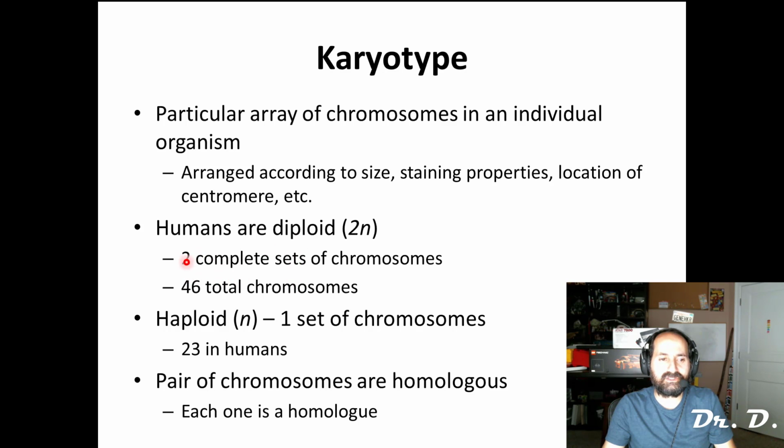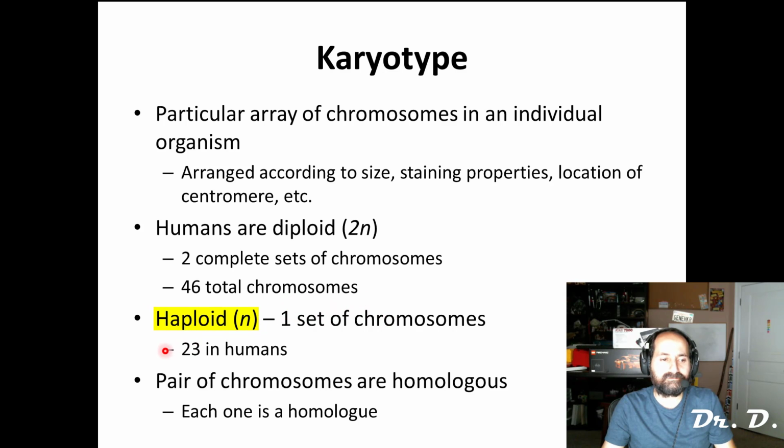Where did you get each set? You got 1 set from your mom from her egg. You got 1 set from your dad from his sperm. Okay? So diploid organisms are those with 2 complete sets. A maternal set from mom and a paternal set from dad. Haploid organisms, on the other hand, do not have complete multiple sets of chromosomes. They only have 1 set of chromosomes.